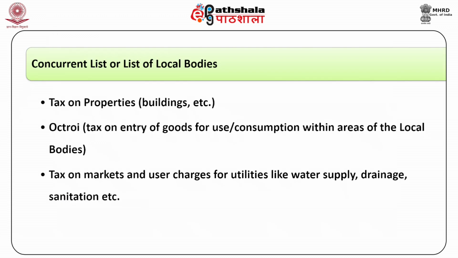Next is the concurrent list, or list of local bodies, which includes: 1. Tax on properties, that is buildings etc. 2. Octroi, that is taxes on entry of goods for use or consumption within areas of the local bodies. 3. Tax on markets, and user charges for utilities like water supply, drainage, sanitation, etc.